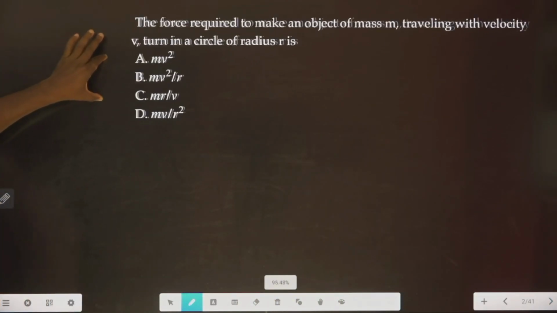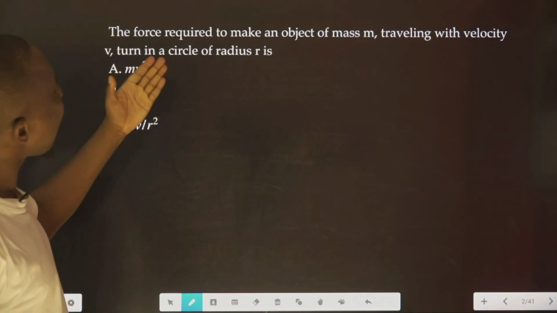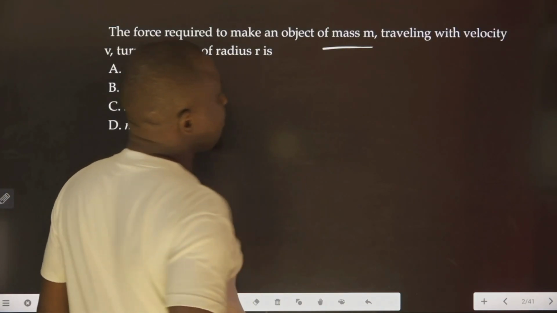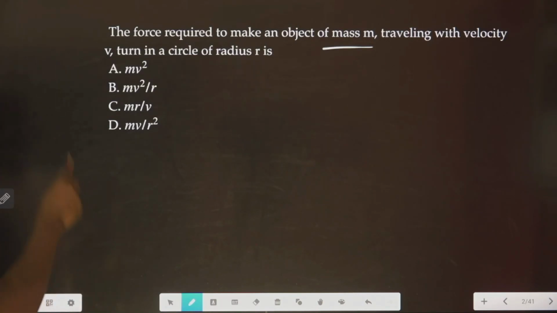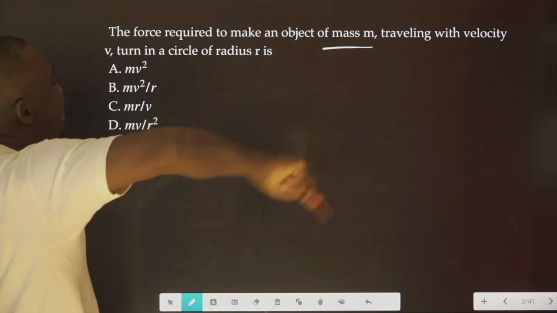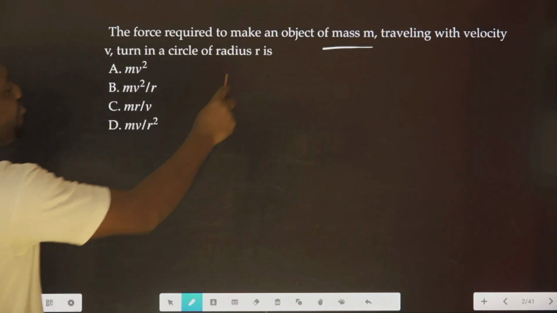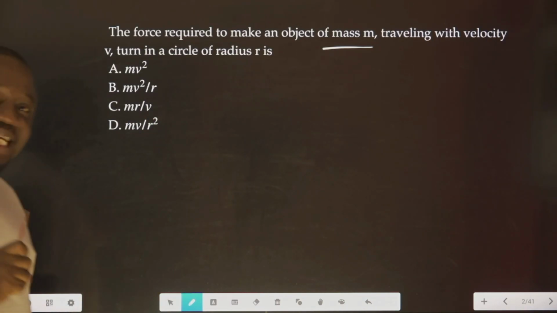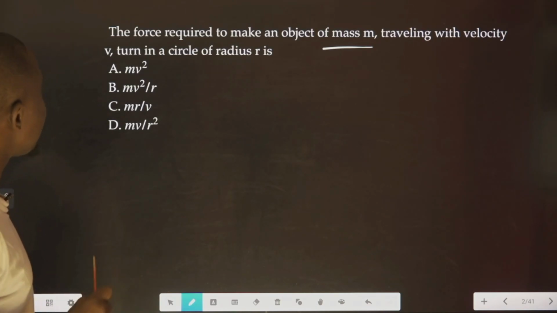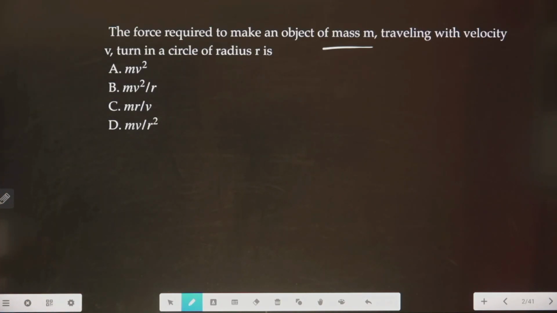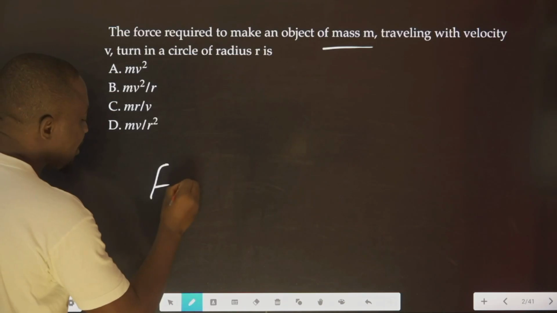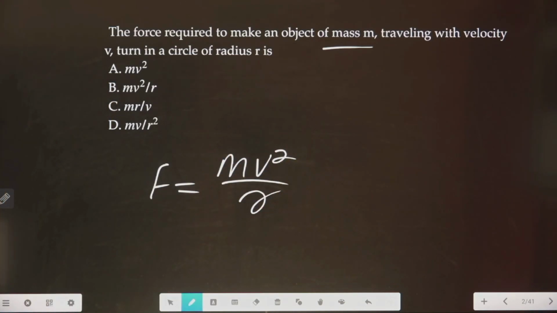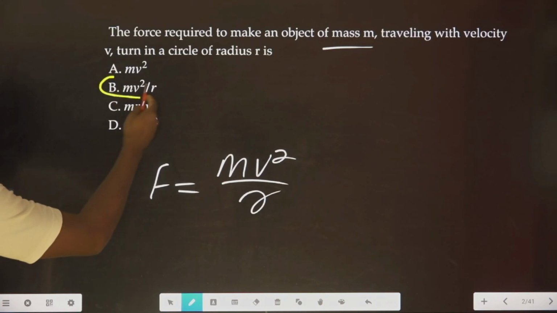This is the first question. It says, the force required to make an object of mass m traveling with velocity of v turn in a circle of radius r. What is that? This is talking about centripetal force. It is defined as F equals mv squared over r. And as you can see here, B is the answer.